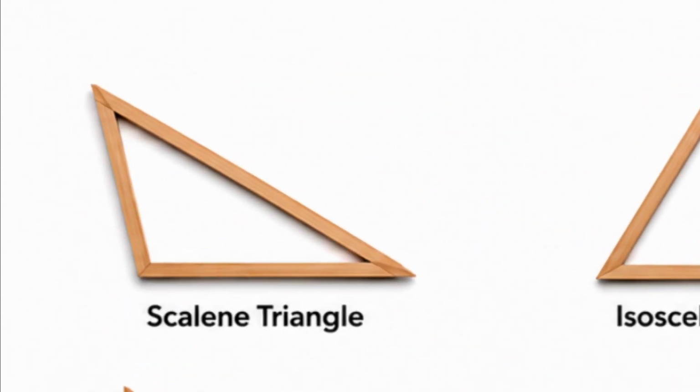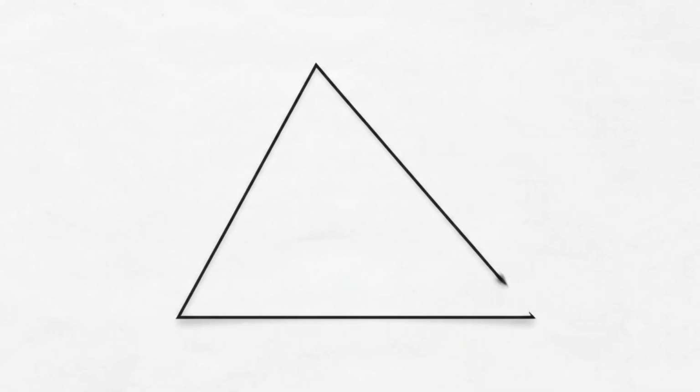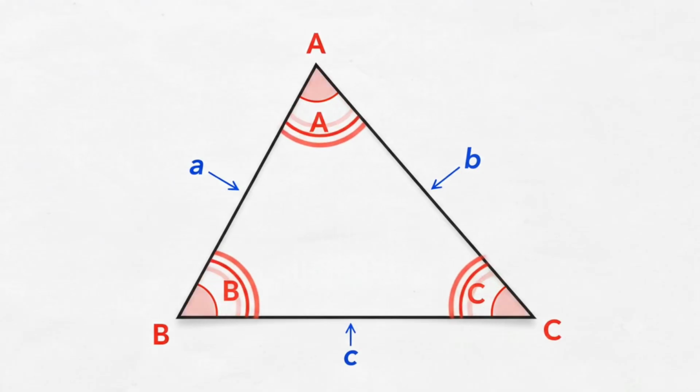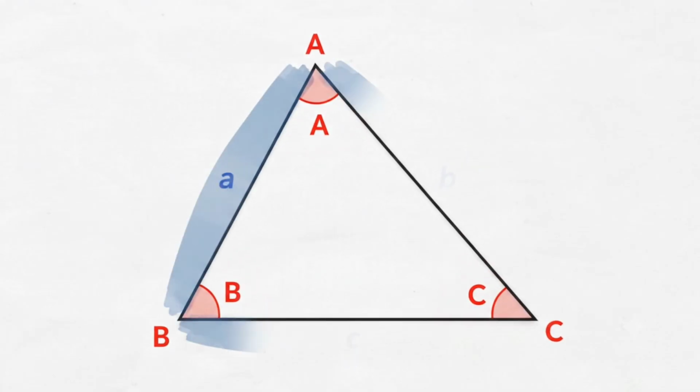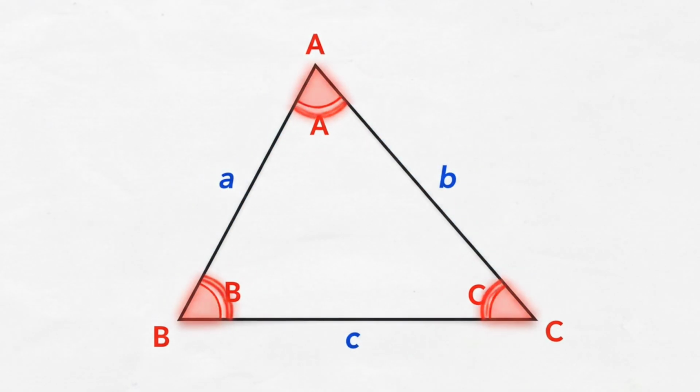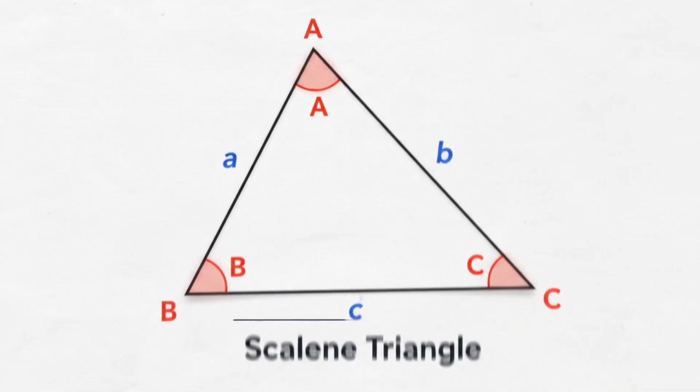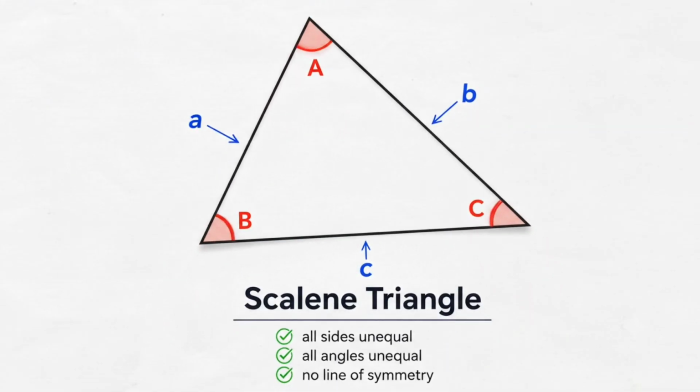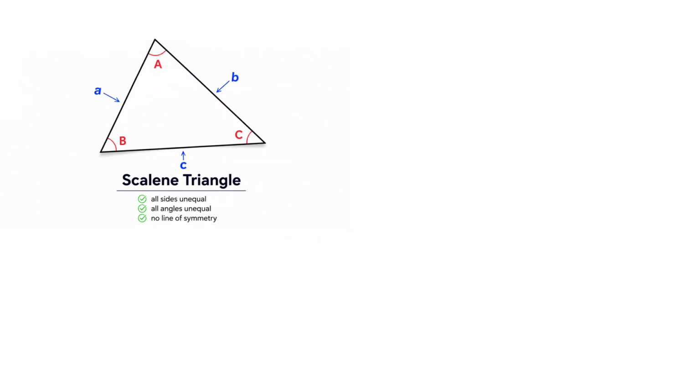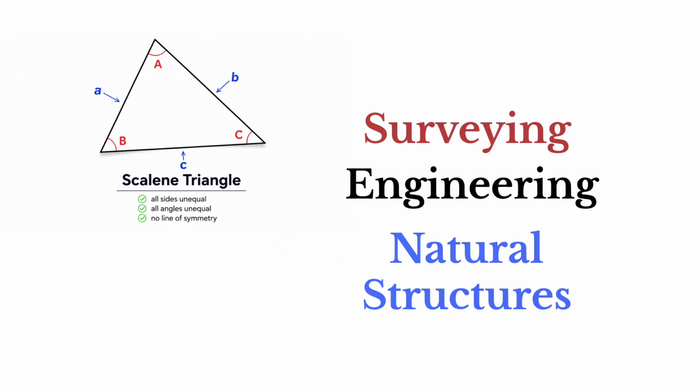Scalene triangle. A scalene triangle has 3 sides of different lengths, so all 3 interior angles are different as well. Since no sides are equal, it has no line of symmetry, making it the most irregular type of triangle. This shape is common in surveying, engineering, and natural structures where measurements rarely match perfectly.